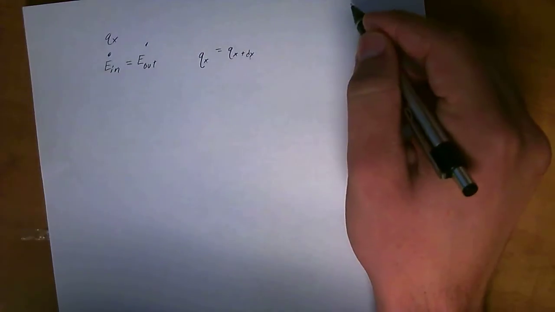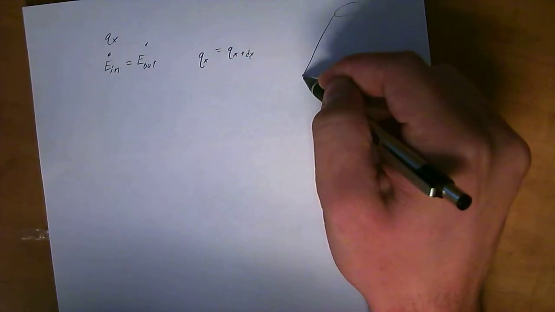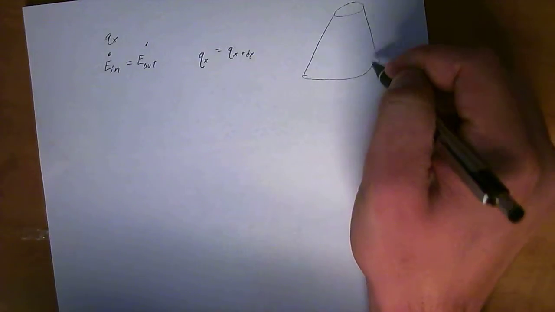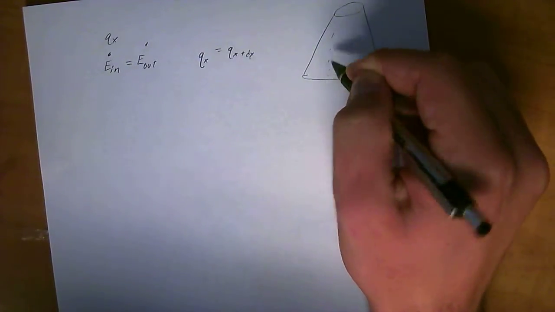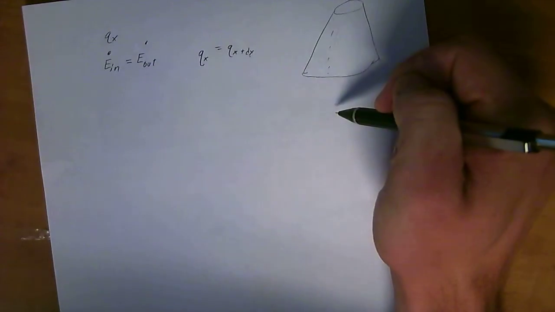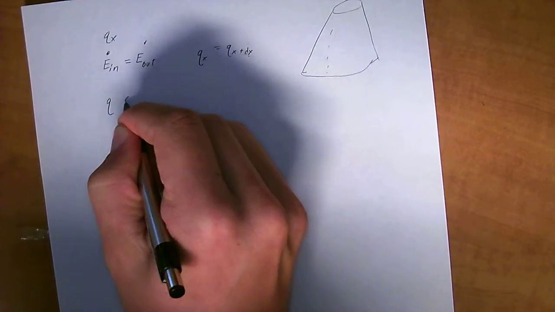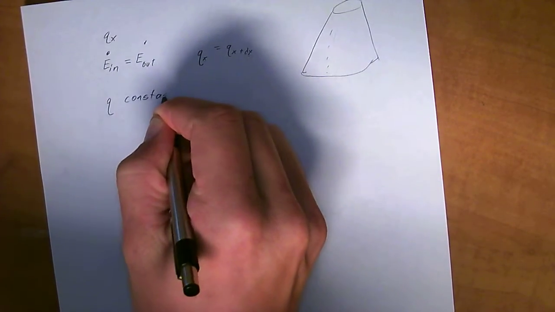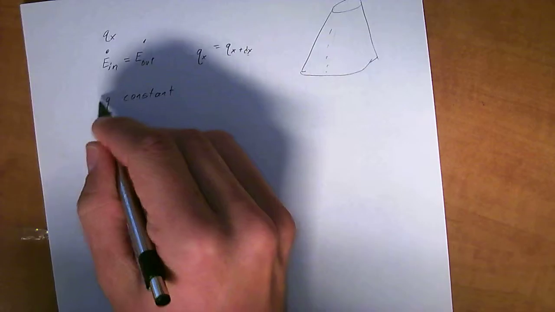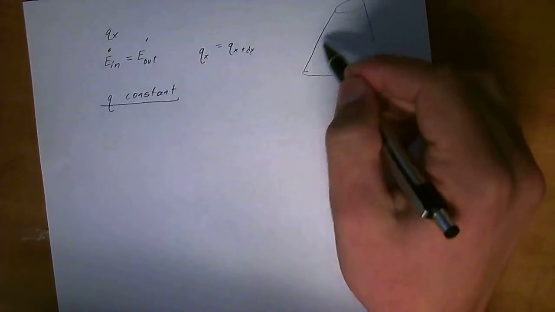So at any x value, however far you are down this, I'll draw the truncated cone here. No matter where you are in this, the same amount of heat has to be traveling through here. So we know that Qx, by the conservation of energy, is going to remain constant and is independent of x. So we've got that first part because of the conservation of energy.